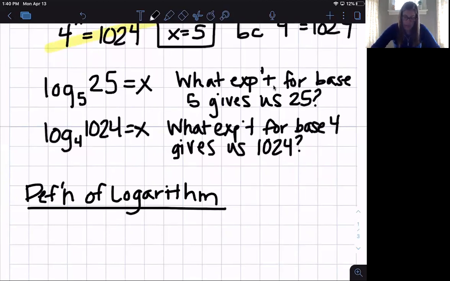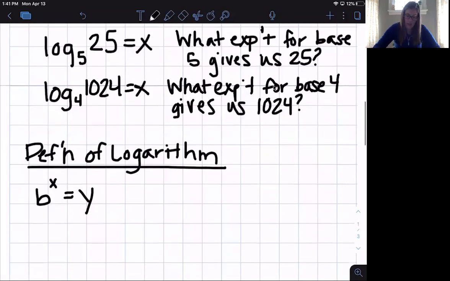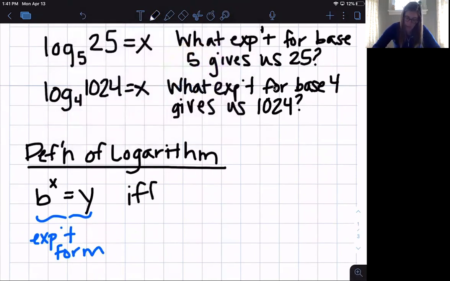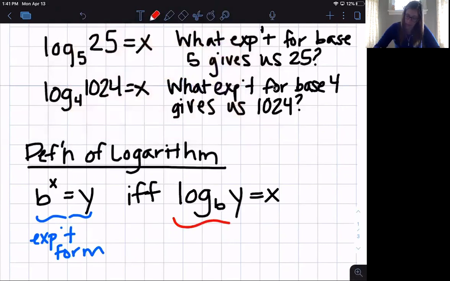So, definition of a logarithm. b to the x equals y. This is what we would call exponential form. And then I'm going to use an abbreviation from geometry, iff, if and only if. So that means that this is a biconditional statement. It goes both ways, forwards and backwards. b to the x equals y if and only if log base b of y is equal to x. And this is that same statement in log form.